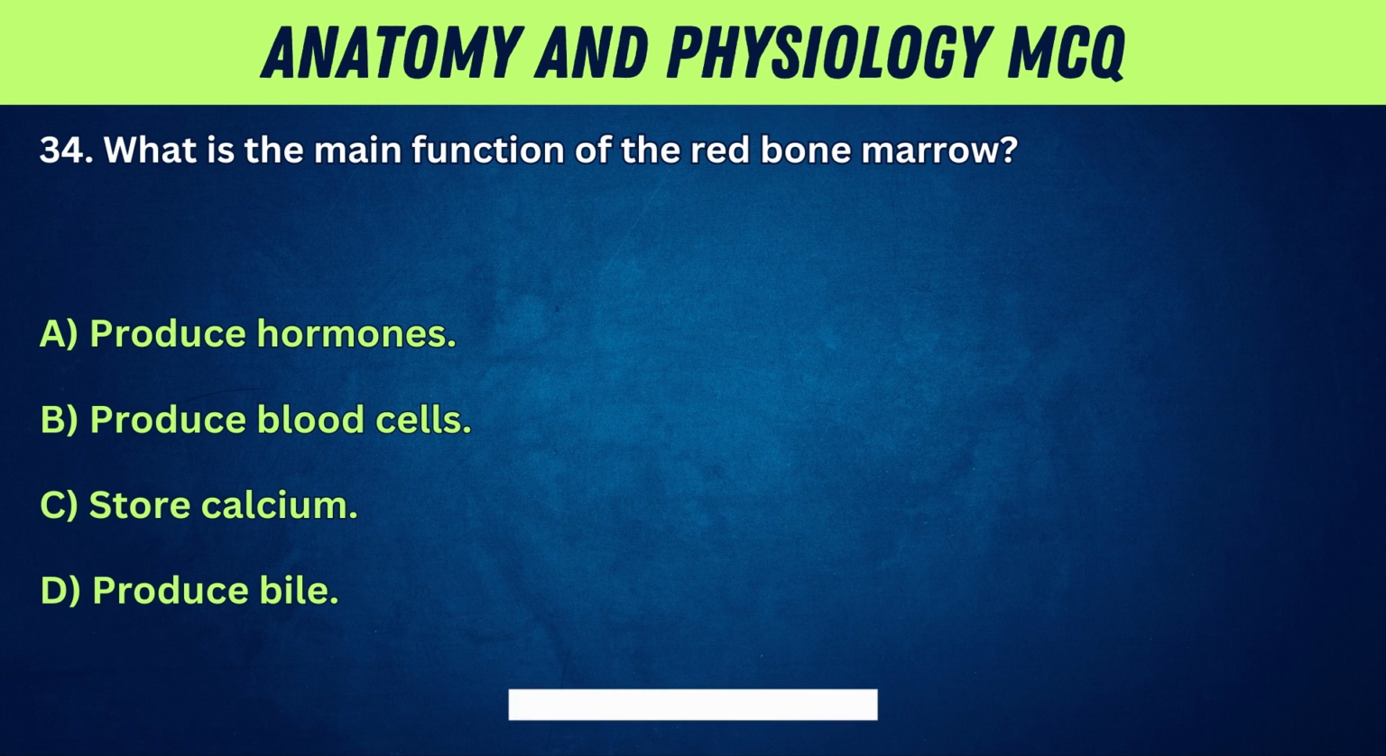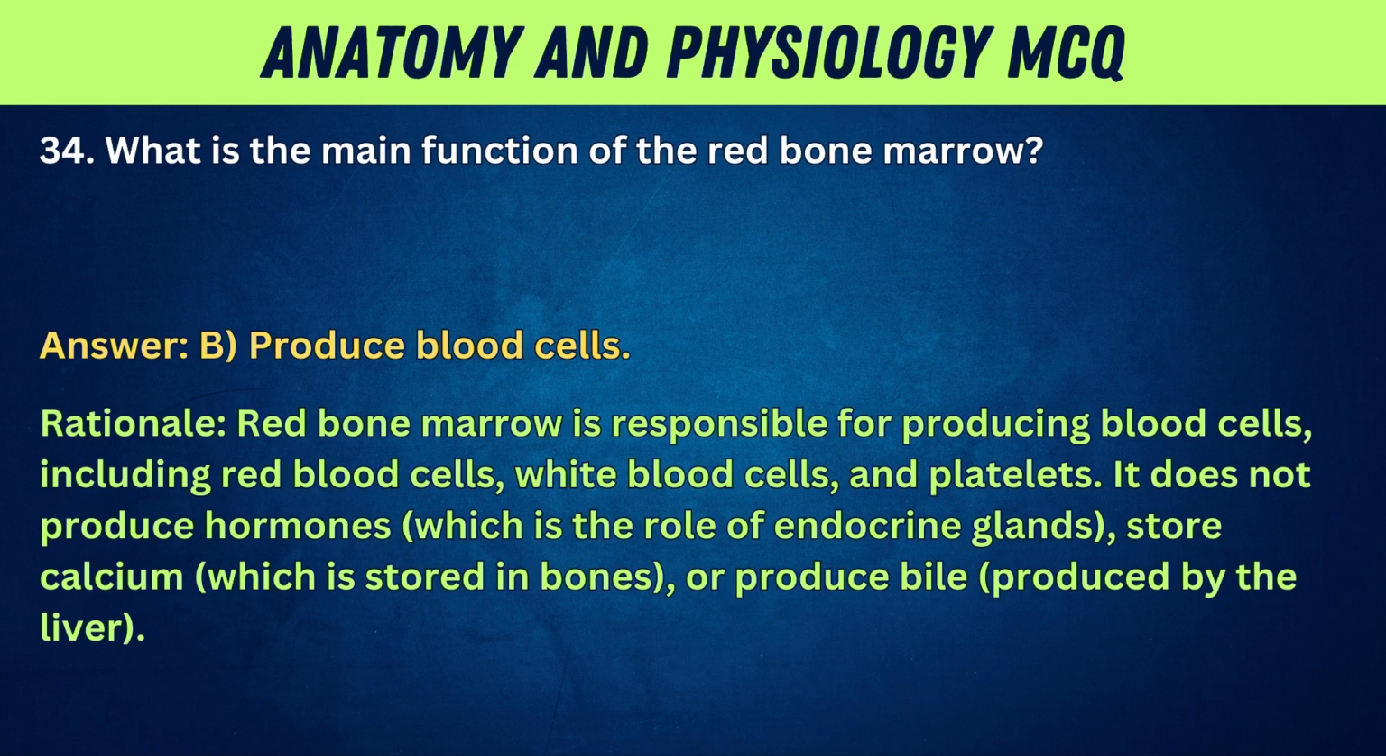34. What is the main function of the red bone marrow? A. Produce hormones. B. Produce blood cells. C. Store calcium. D. Produce bile. Answer: B. Produce blood cells.